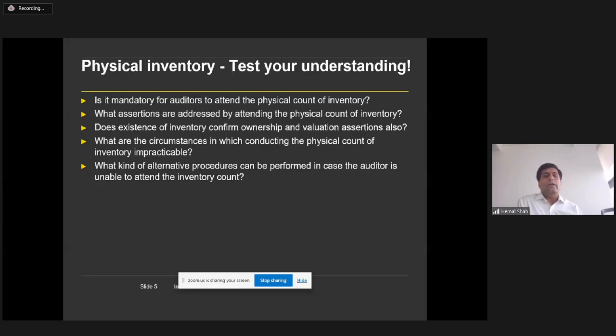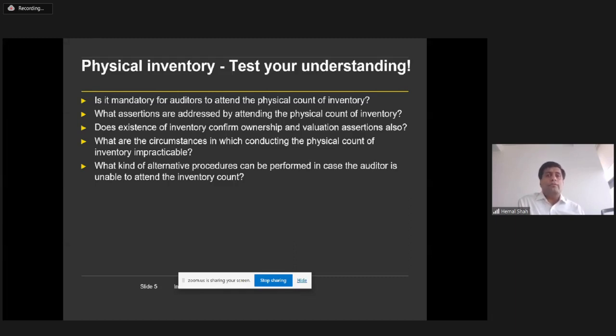What kind of alternate procedures can be performed in case the auditor is unable to attend the inventory count? Again, a very good question. Generally, the auditor gets comfort directly from physical verification. And as we discussed in the initial part, a direct confirmation definitely helps and gives a lot more comfort than indirect confirmation. Physical verification is a direct confirmation, a direct procedure. But if that is not possible for whatever reason, then alternate procedures can be performed.